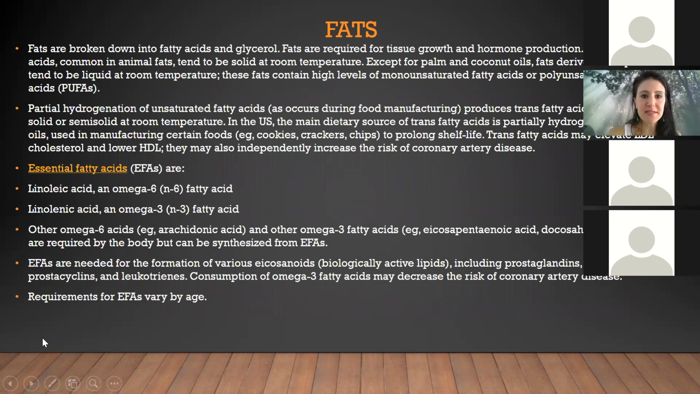All right, now onto fats. Fats are broken down into fatty acids and glycerol. They are required also for tissue growth and hormone production. Saturated fatty acids, common in animal fats, are actually solid at room temperature. That is why we worry about the quantity, because as they're going through our vessels, think of something really hard and strong going through the vessels. It's going to create more dings and cuts and scrapes, and that creates more inflammation in our body if we have too much. So that is why we really need to worry about the quantity of saturated fat.